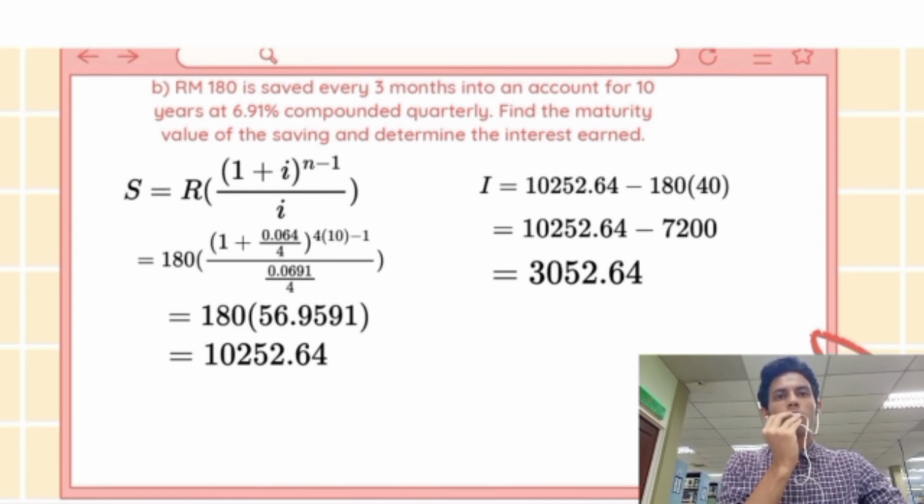and then we will get 180 times 56.9591, and then we will solve it and we will get 10,252 ringgit and 64 cents as the final answer. For the interest, 10,252 ringgit and 64 cents minus 180 times 40, and then we will get 10,252.64 minus 7,200, and then we will get 3,052.64 as the final answer.